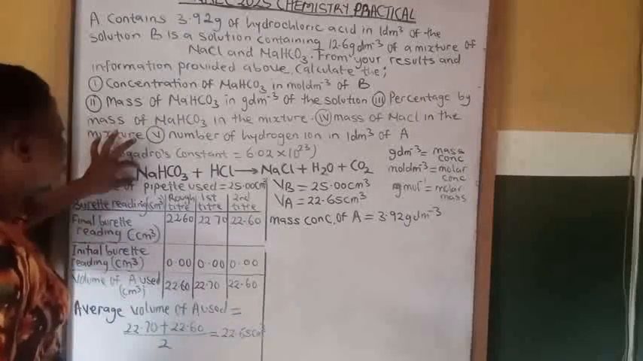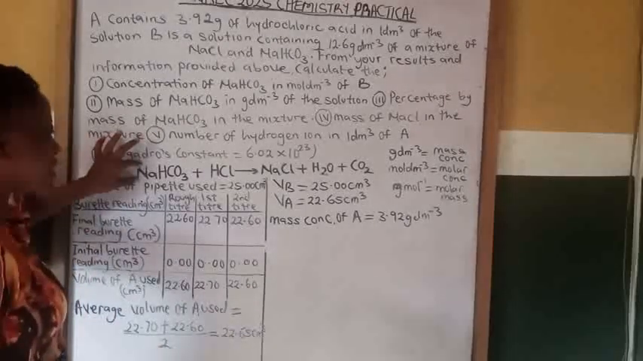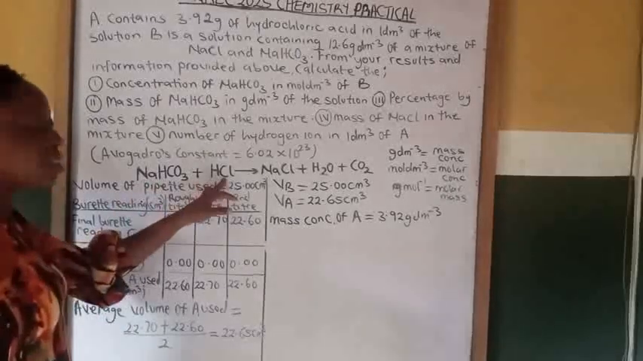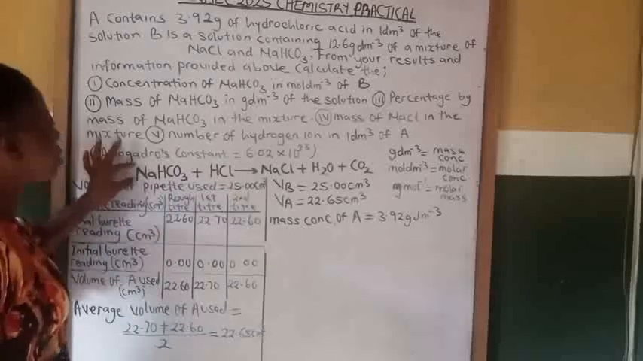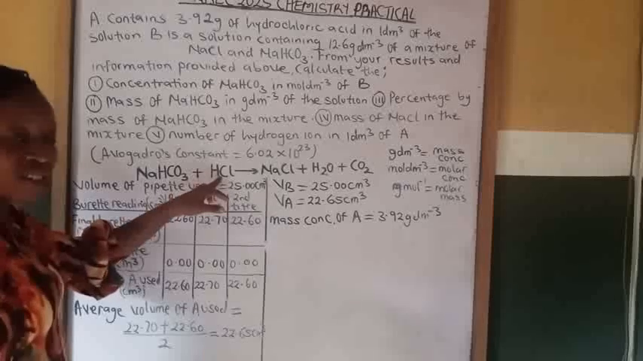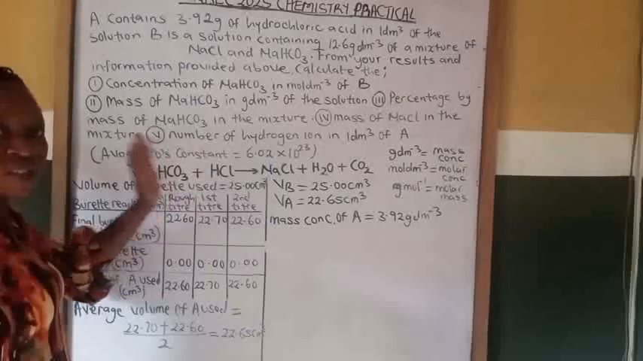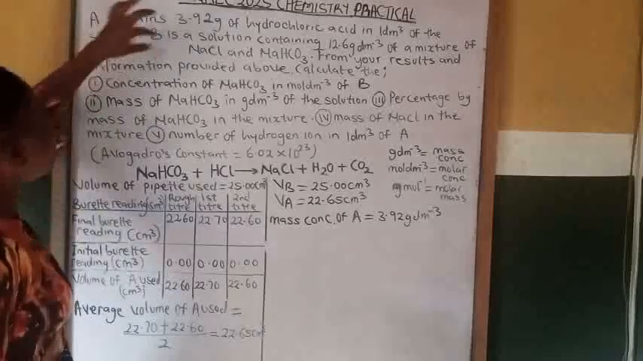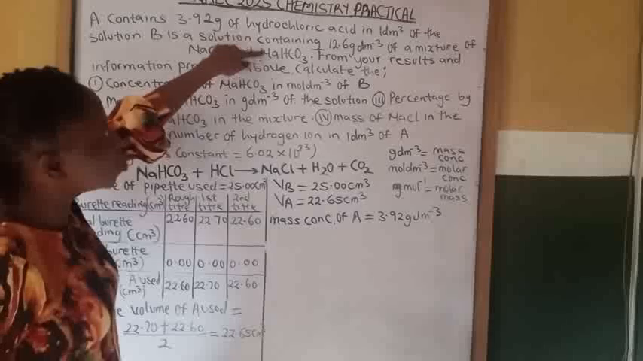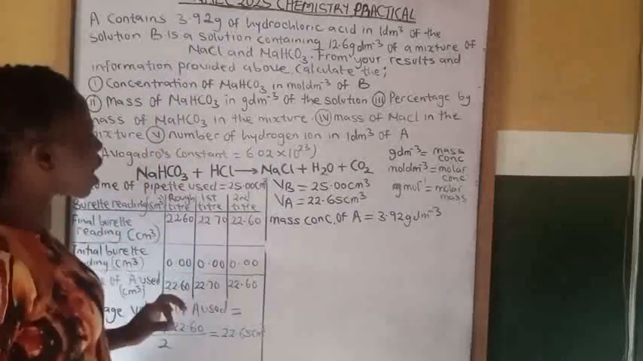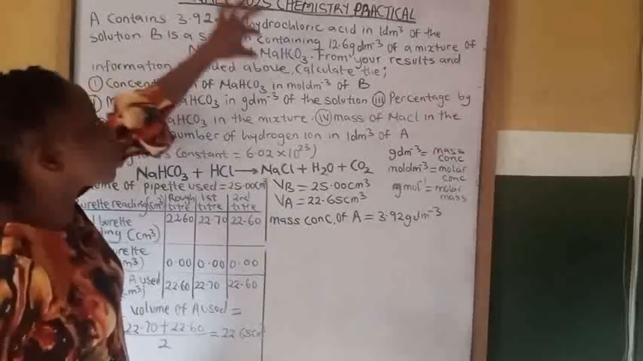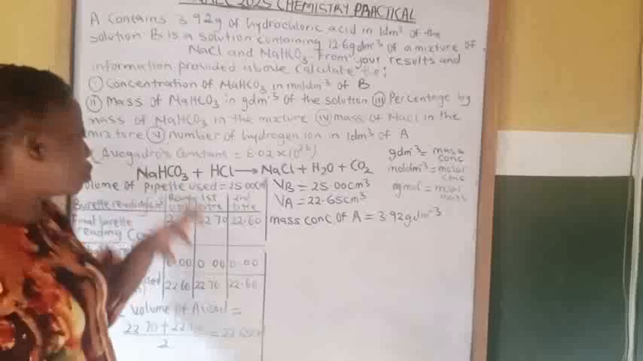Normally, our base is sodium hydrogen trioxocarbonate because this titration is on sodium hydrogen trioxocarbonate and hydrochloric acid. So sodium hydrogen trioxocarbonate is our base, while hydrochloric acid is our acid. So it's an acid-base titration. But we have a mixture of sodium chloride and our pure base, sodium hydrogen trioxocarbonate. NaCl is an impurity in the mixture.